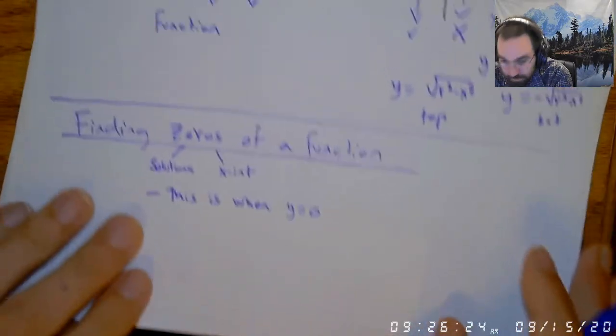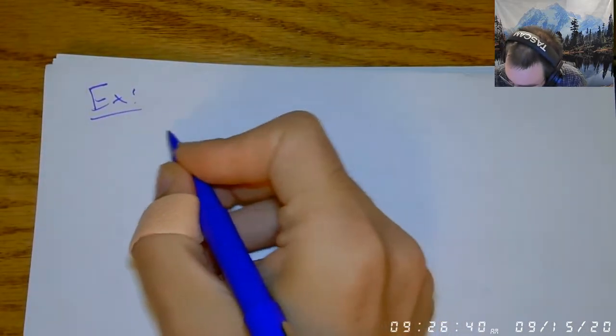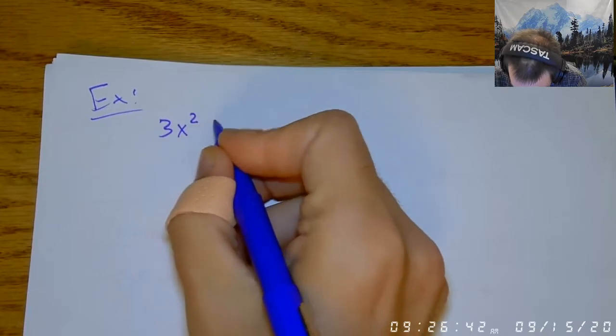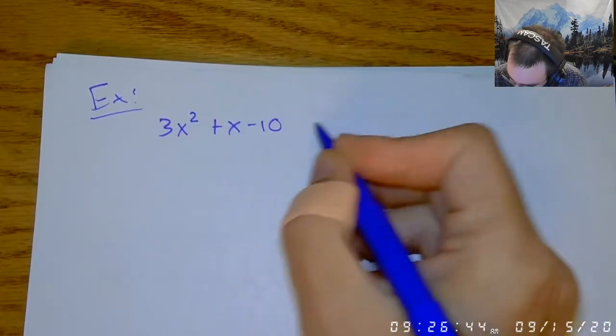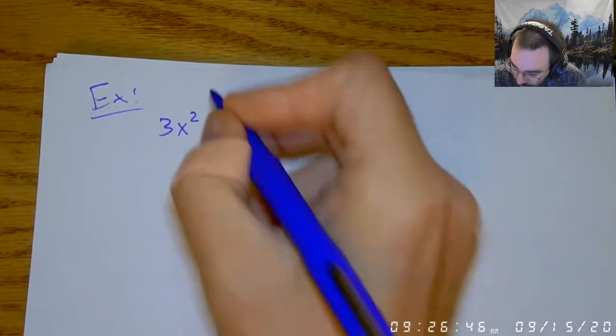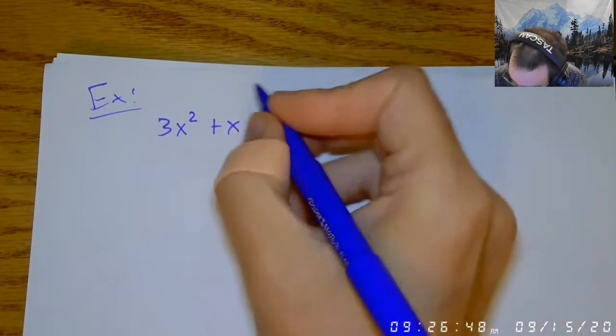So really quickly, I ran out of room, so I'm going to flip this over. I have time because we're out at 9:50. I'm going to show you really quickly three different functions, how to find zeros. The first one is 3x squared plus x minus 10. So we're going to find zeros.